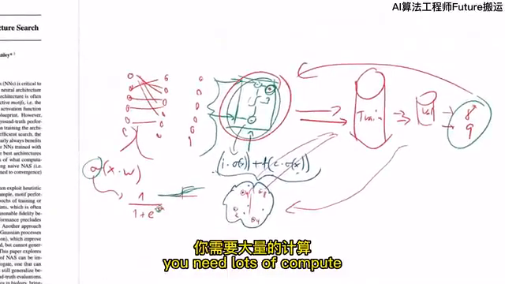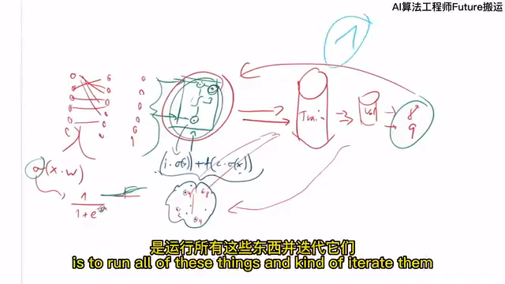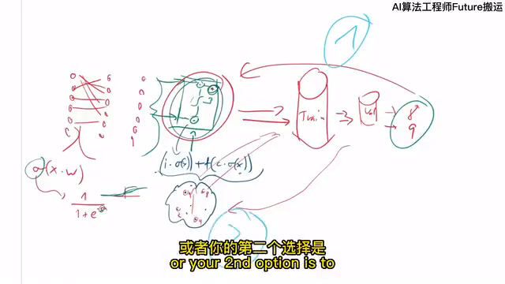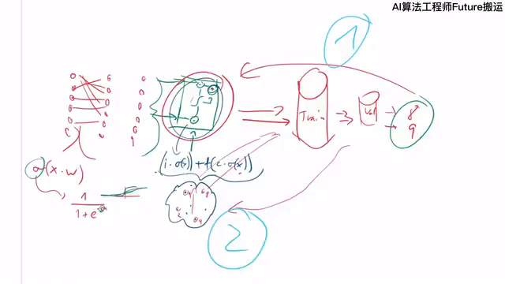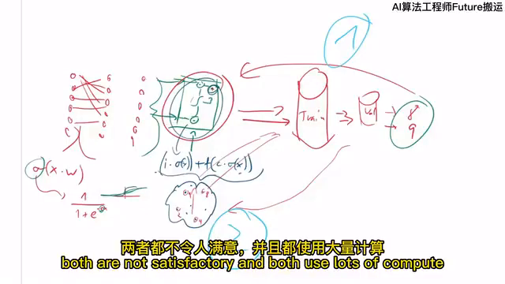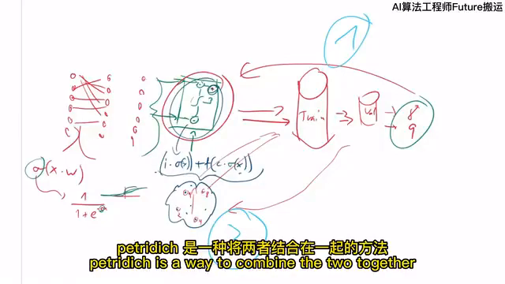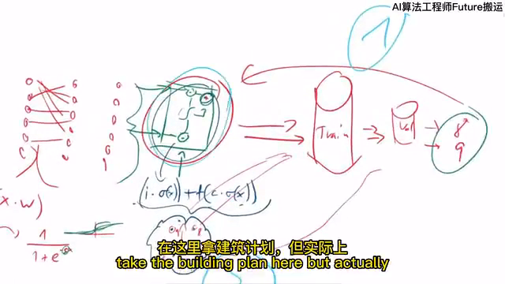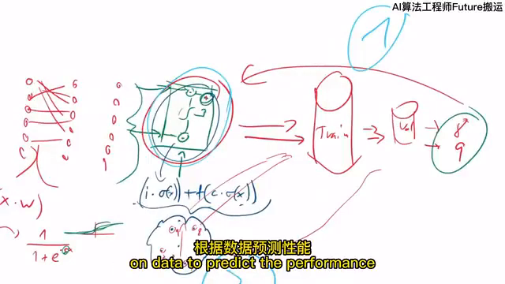But of course, that's the problem. You need lots of compute, right? So either your option one is to run all of these things and iterate them in an evolutionary way, or your second option is to take the building plan and predict the performance from that. Both are not satisfactory and both use lots of compute. Now, the synthetic Petri dish is a way to combine the two together. It says, can we take the building plan here, but actually run on data to predict the performance?